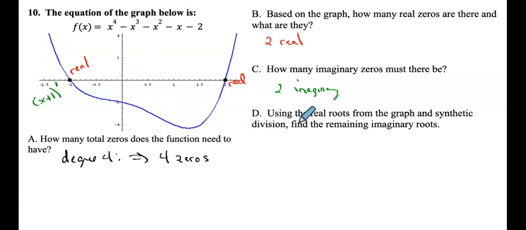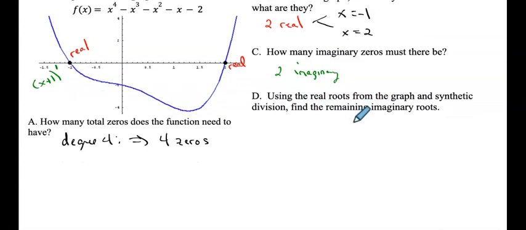Hypothetically, and I'll show you guys another example. And then once we have these zeros of x equals negative 1 and x equals 2, so branch off this one. x equals negative 1 and x equals 2 are the real zeros. And it says, using the real roots from the graph and synthetic division, find the remaining roots.